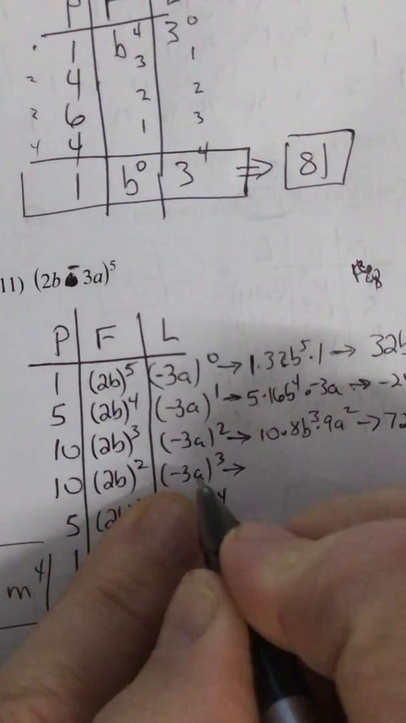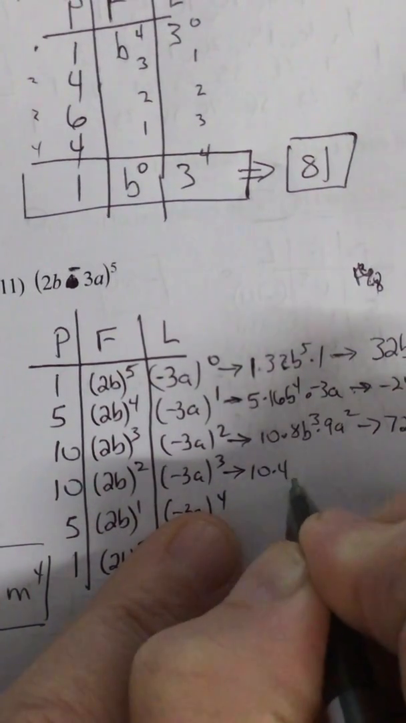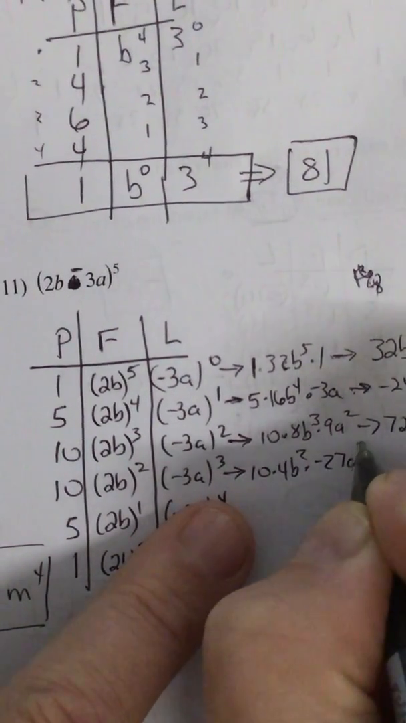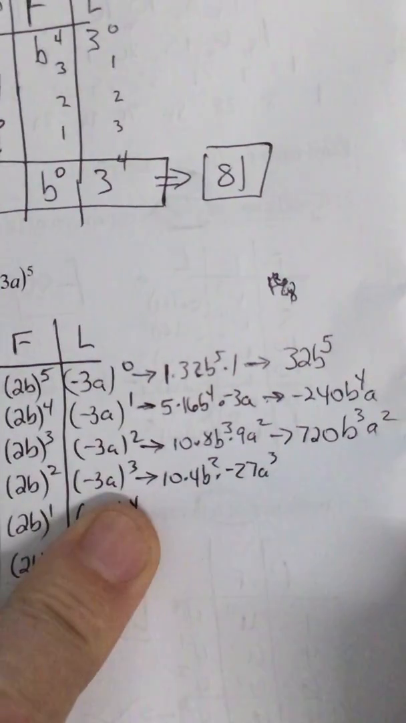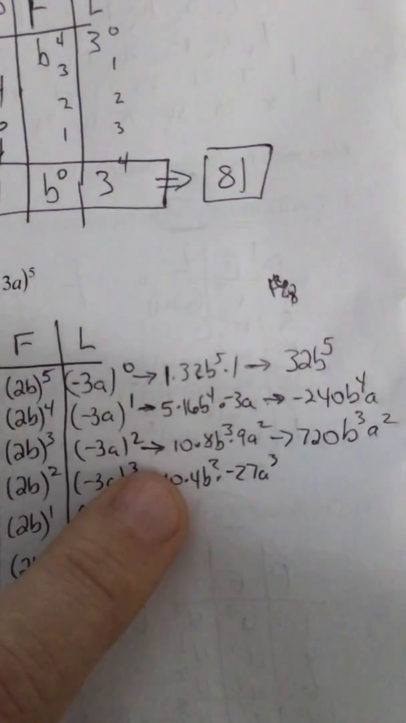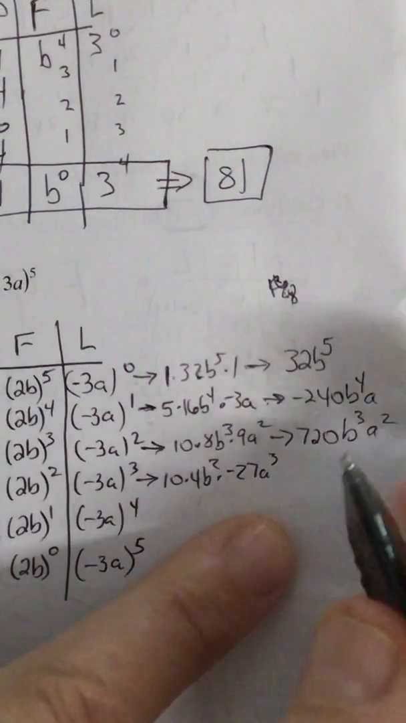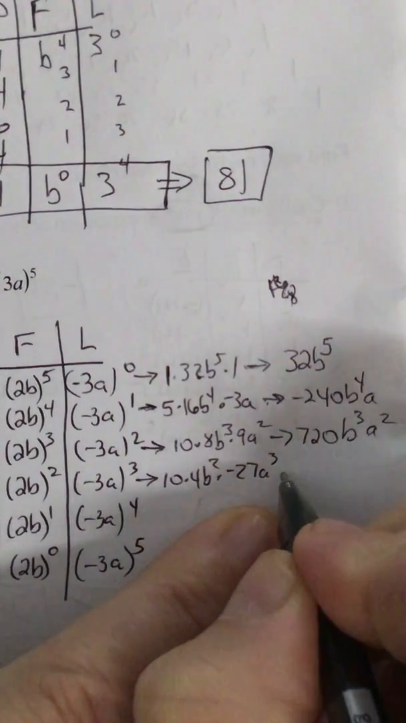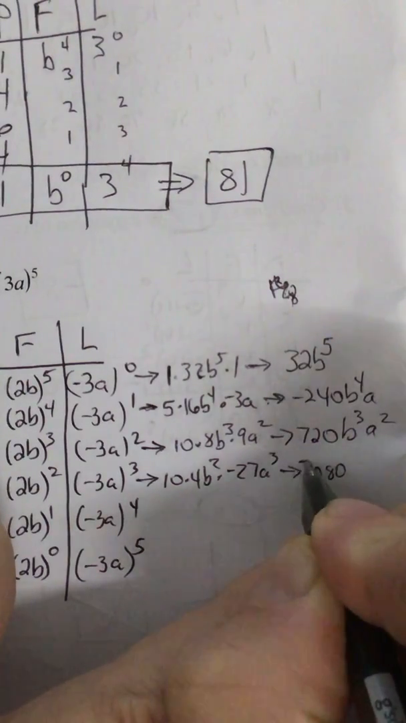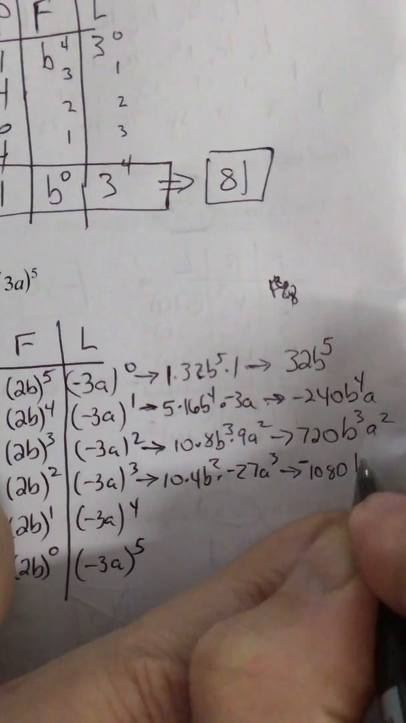Okay, the next one, that's 4, but 3 times 3 times 3 is 27. So we have 10 times 4b squared times negative 27a to the 3rd. Oh, let's see. How about 27 times 4 first? 27 times 2 would be, so that's 108 times 10. It's with an extra negative. So 108 times 10 is 1,080, negative 1,080 b squared a cubed.